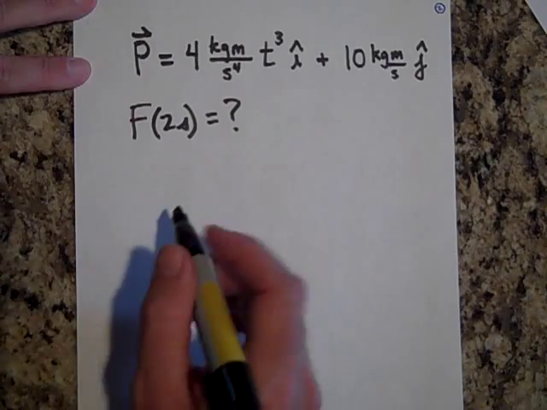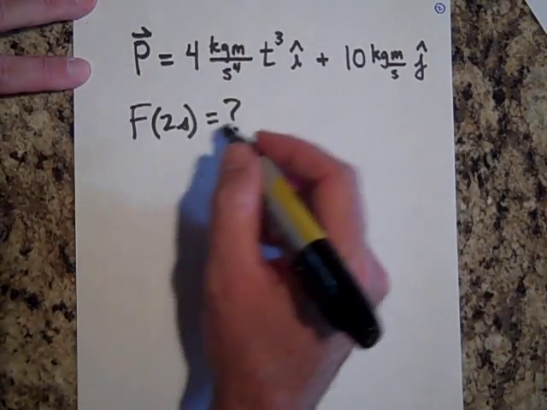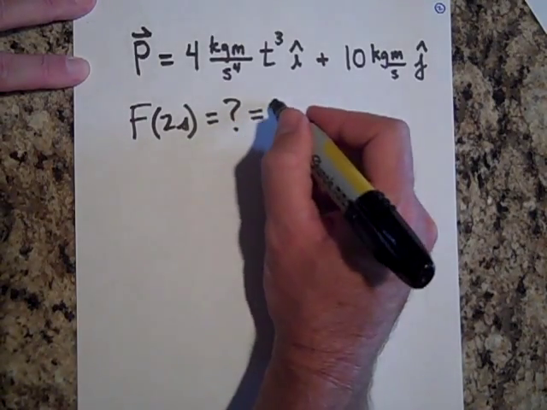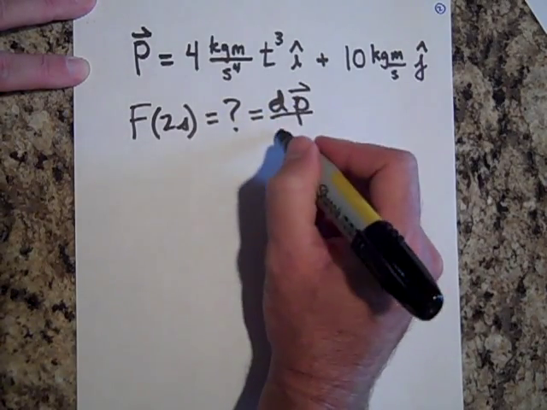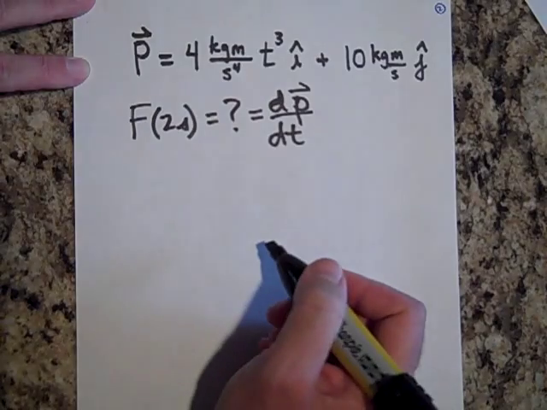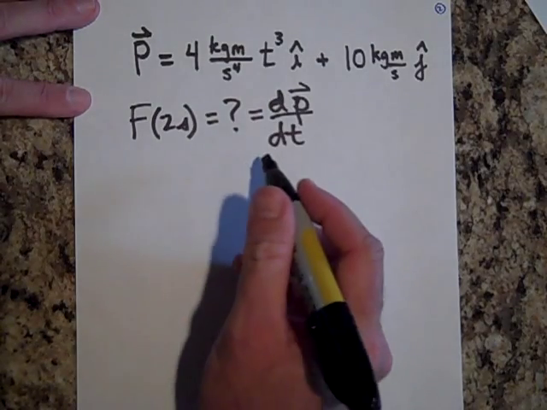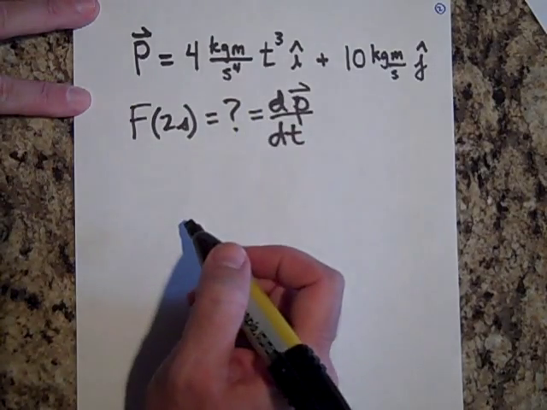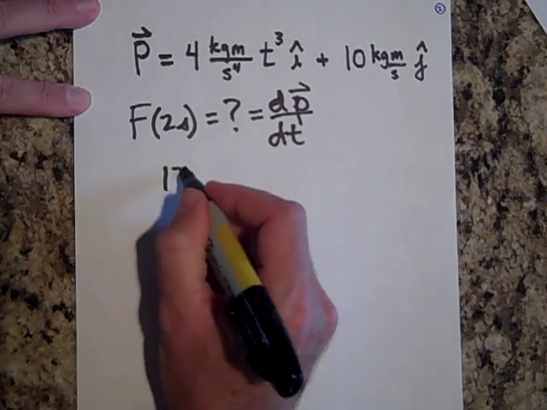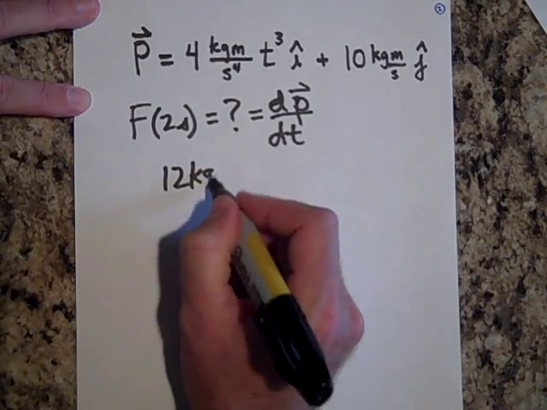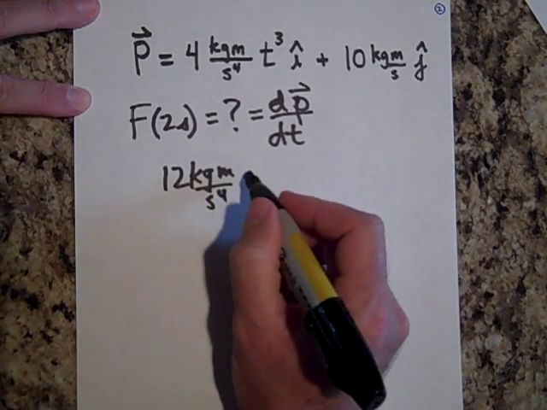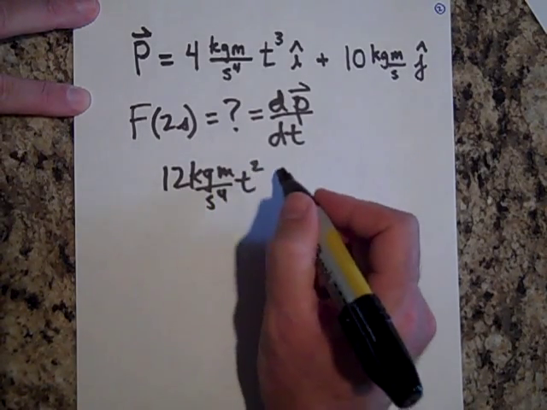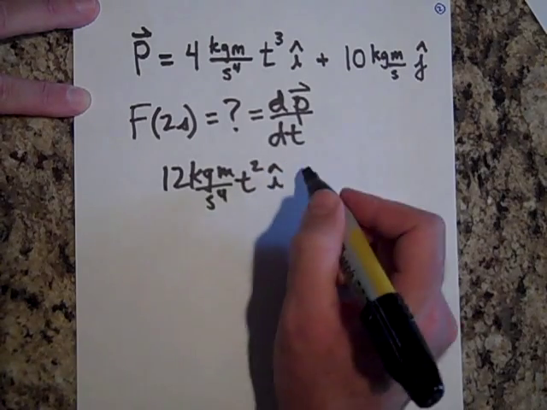Okay, we're back. Did you get this? The force is going to be the derivative of the momentum vector with respect to time. So if you take the momentum vector's derivative, that's going to be 12 kilograms meters per second to the 4th power times t squared, in the i direction.